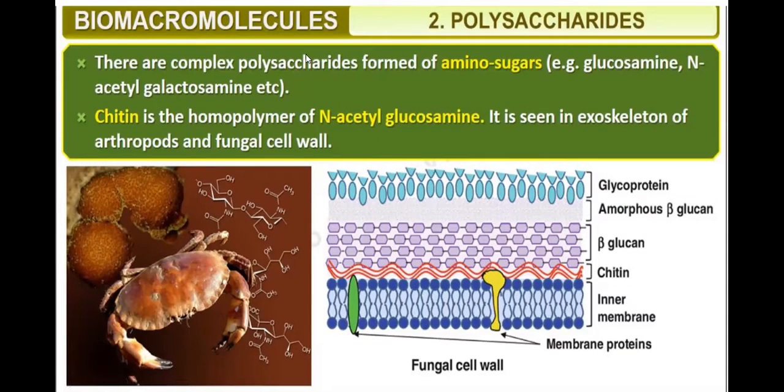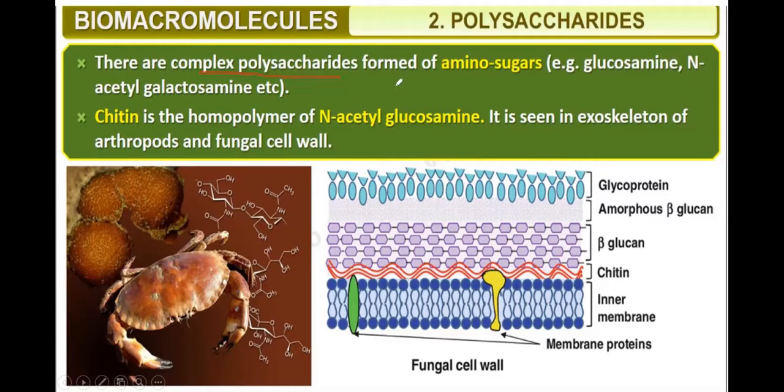Then there are complex polysaccharides. A complex polysaccharide is formed of amino sugar. They are made up of amino sugar, meaning glucosamine: glucose is there plus an amine is there. Also N-acetyl galactosamine. So these are some of the complex polysaccharides.